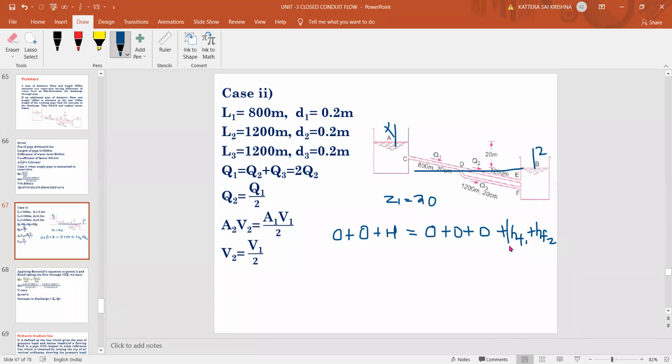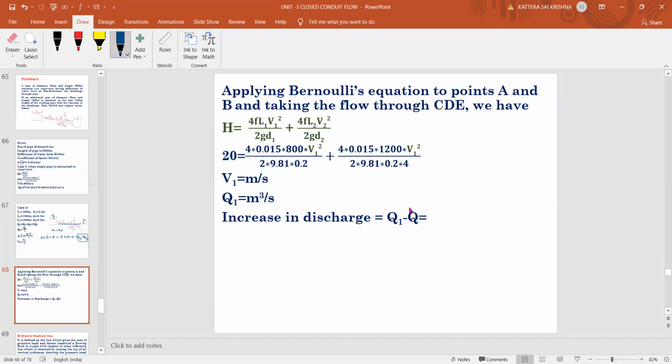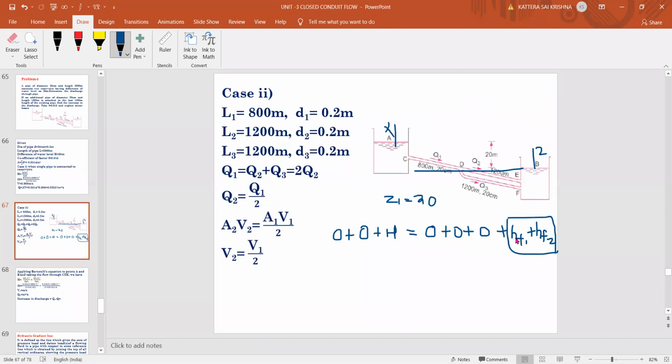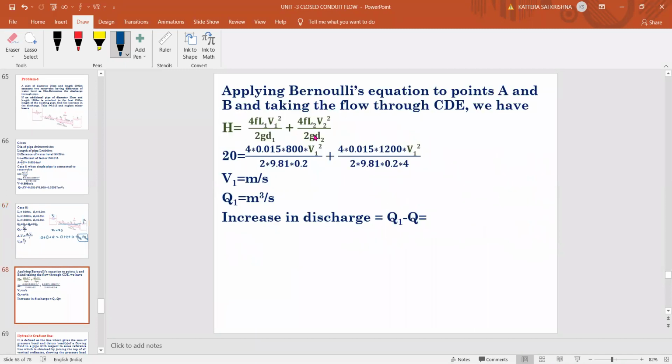So already we know this is the loss of head because of the friction. Because of the friction, we are using the Darcy equation. So HF1 we can write as 4fL V1 square by 2g D1 for section 1, plus 4fL V2 square by 2g D2 for section 2. So instead of showing this directly, I have written it here. So what is left? H equal to HF1 plus HF2.